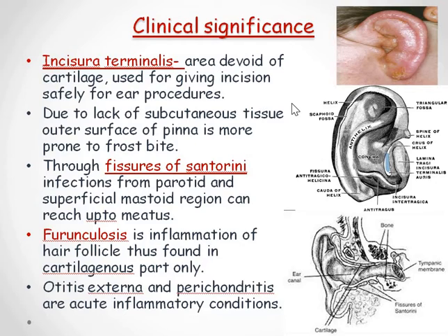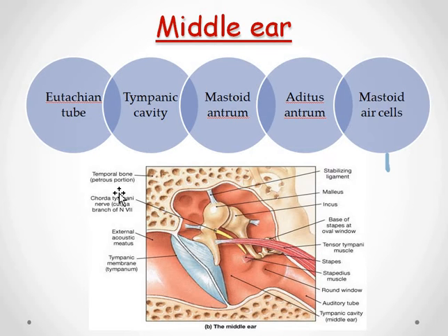to frostbite. Through the fissures of Santorini, infections from the parotid and the superficial mastoid region can reach up to the meatus. So here are the fissures of Santorini. And what is furunculosis? It is the inflammation of the hair follicles that's found in the cartilaginous part only. Otitis externa and perichondritis are acute inflammatory conditions. We know otitis externa. Clinically, we will make it out by the tragal tenderness.